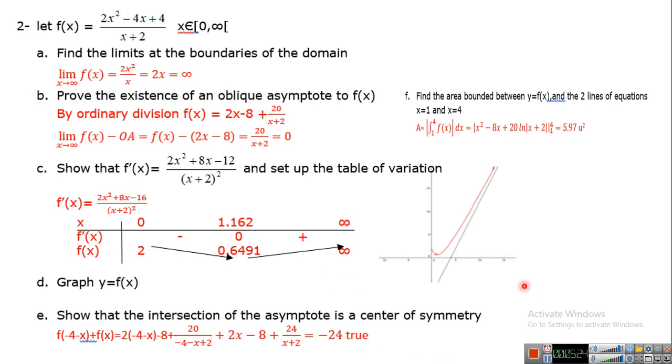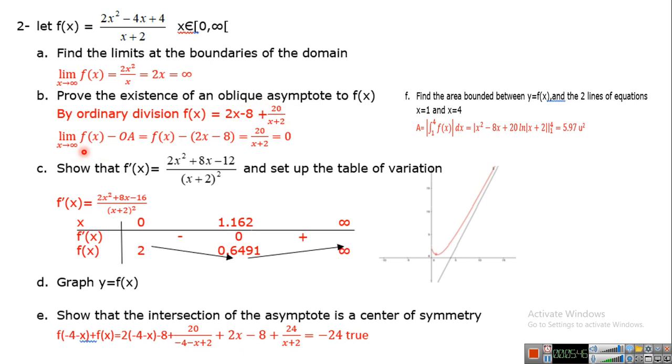Number 2, in number 2 we have f of x, x from 0 closed. When it's 0 closed, we don't do the limit. If open, we must have the limit. Find the limits at the boundaries, so we do the limit as x tends to infinity of 2x squared over x, 2x, which is infinity. Prove the existence of an oblique asymptote. You do the division. We did it before in the previous video. You do the ordinary division.